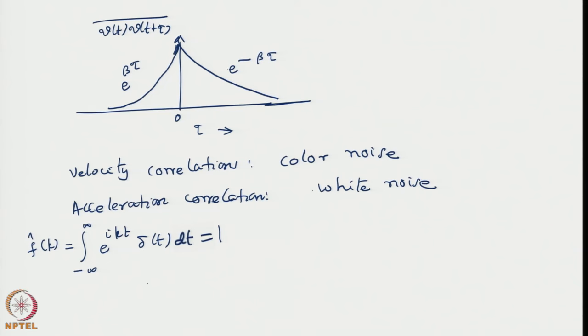Interestingly, whatever we derived for the tau equal to 0 case implies that V(t) V(t plus tau) will simply be V square average, and that comes back to gamma by 2 beta, which we already proved. This is already proved by thermodynamics, a very important relationship.